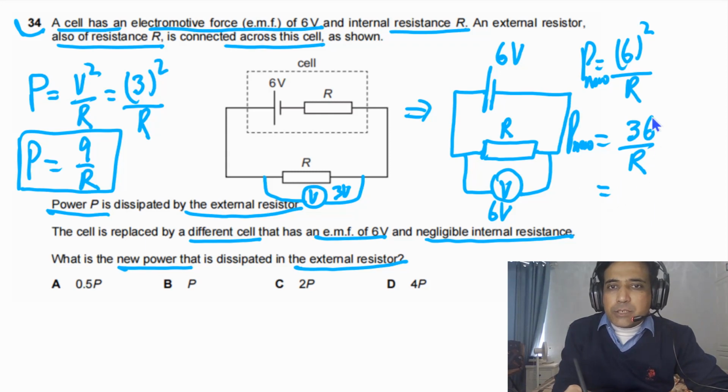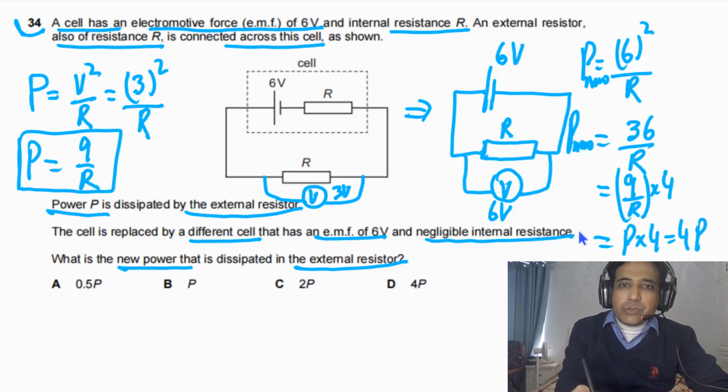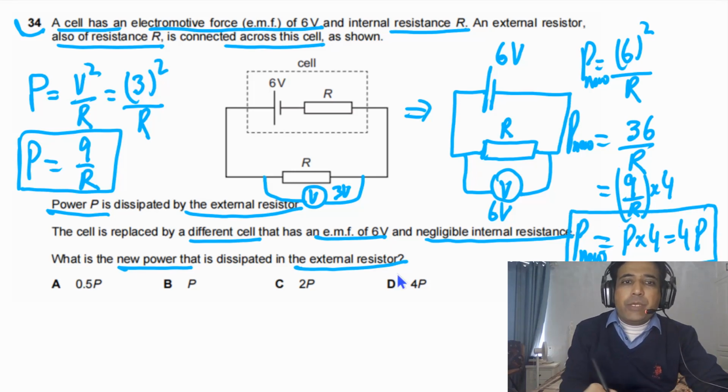We can simplify this one. We can say this is 9 divided by capital R multiplied by 4, and 9 by R is equal to P. So this is multiplied by 4, so we can say this is equal to 4P. So in this case, power dissipated in this resistor is 4 times the initial value. So the answer for this question is D.